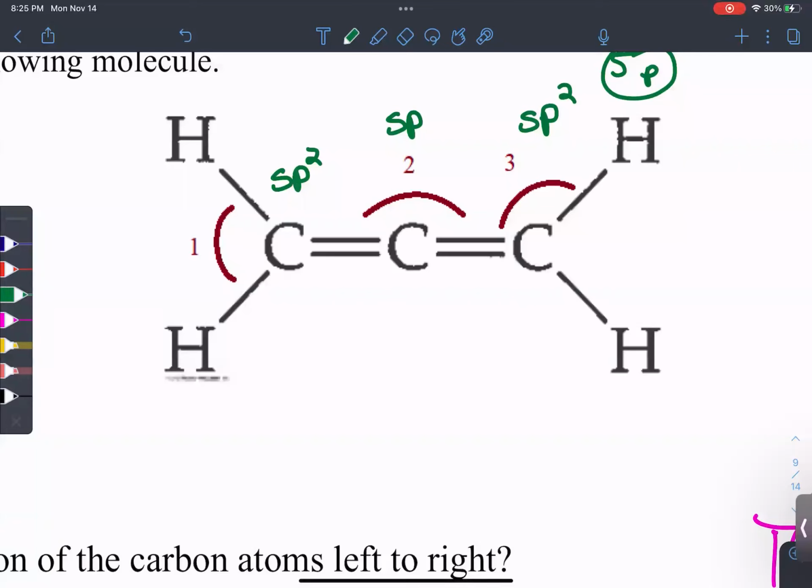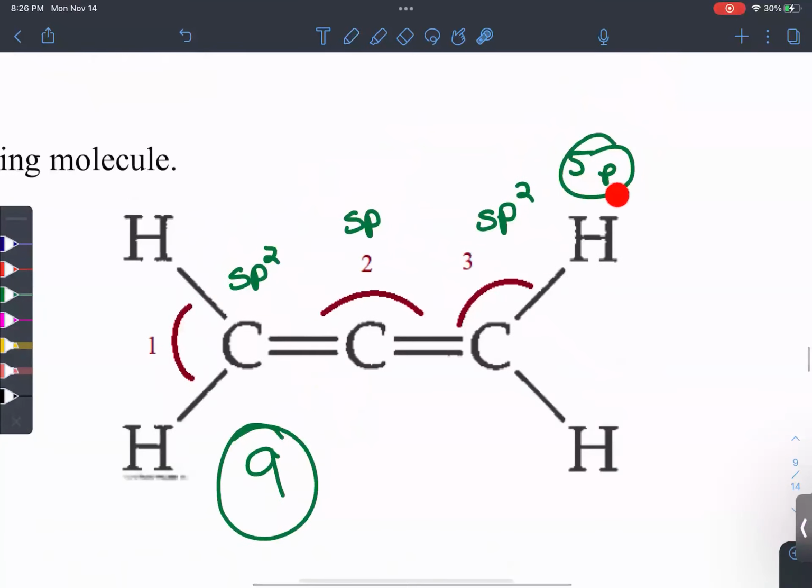All right, so each carbon has 3 p orbitals. So how many total p orbitals are coming from carbons? 3 times 3 is 9. Okay, so we have 9 p orbitals to work with. We used 5 of them to hybridize. That means how many unhybridized p orbitals are left over? 4.